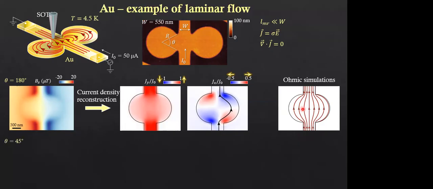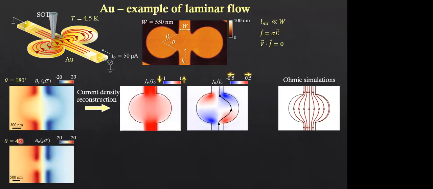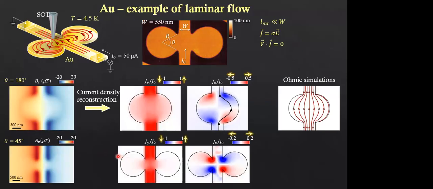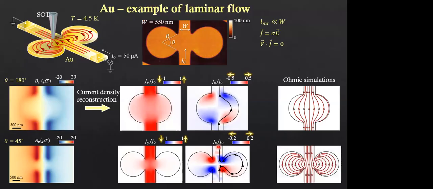On the other hand, if we go to a narrower opening angle of theta equal to 45 degrees, then the Bz looks like this, and the current density reconstruction looks like Jy and Jx. But still, the current flows like a streamline in only one direction. It goes up, it makes a loop, but goes up. So it's still a laminar flow. Although we have a chamber with a very narrow opening, the current is still laminar.